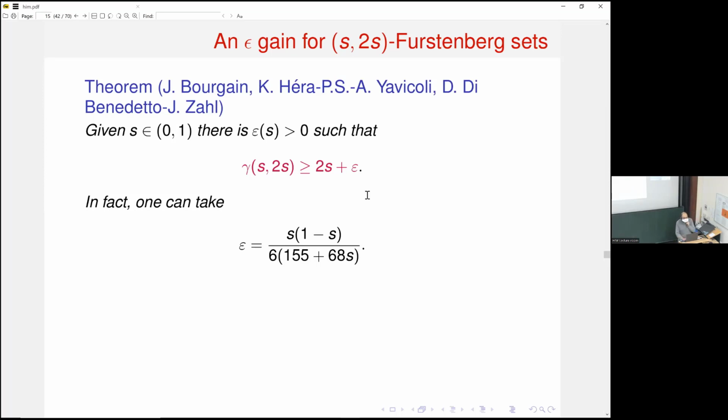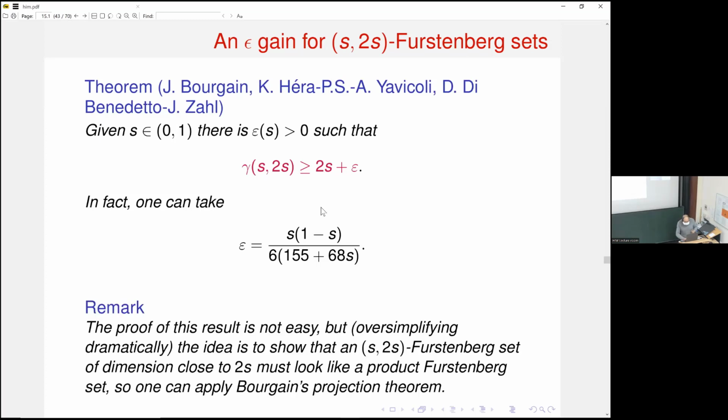And this was first proved for classical Furstenberg sets by Bourgain, relying on previous work of Katz and Tao. And then for general S, it was proved by Cornelia Hera, myself, and Alexia Iavicoli. And then recently, Daniel Di Benedetto and Josh made this epsilon explicit. So here is an epsilon that works.